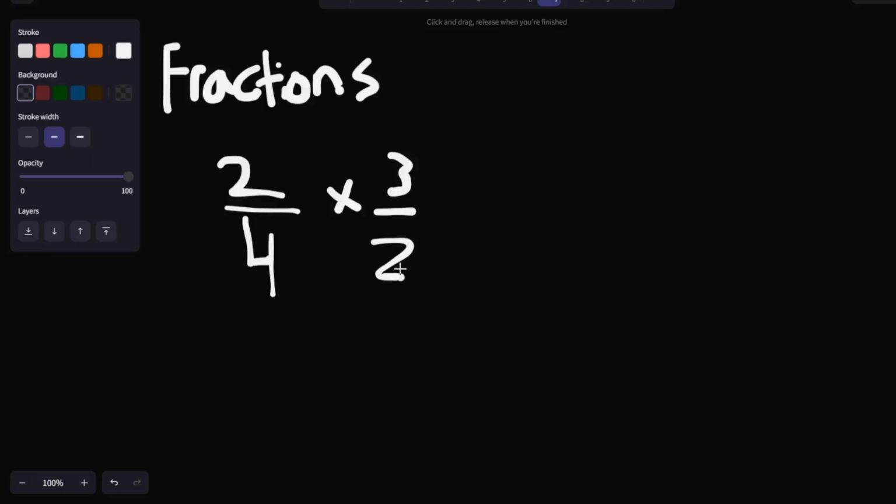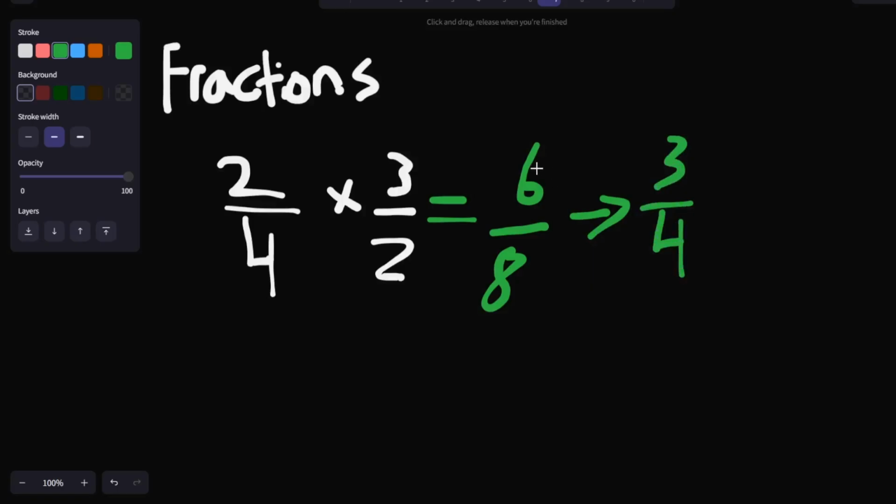Now it's back to just simple multiplication. Multiply the two top numbers together and multiply the two bottom numbers together, which gives you 6 over 8, which is our answer. But we can also reduce it to be 3 over 4 by dividing the top and bottom by 2.